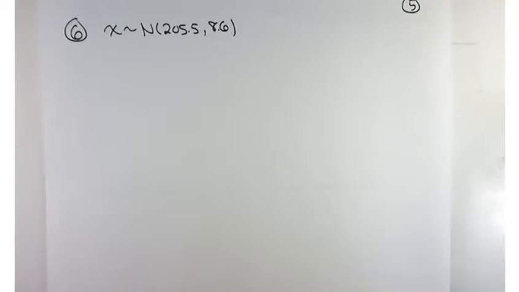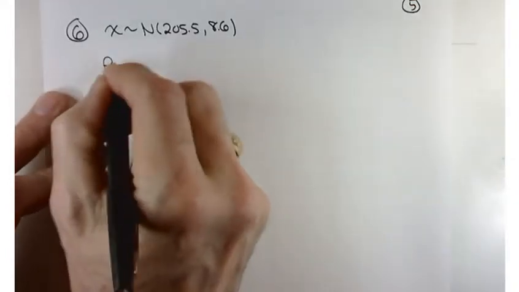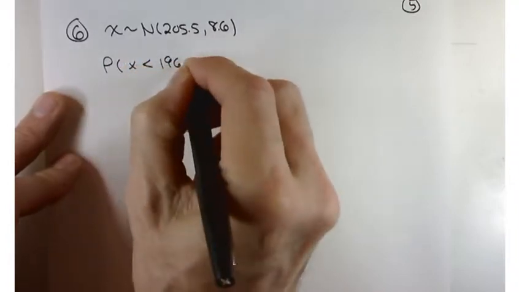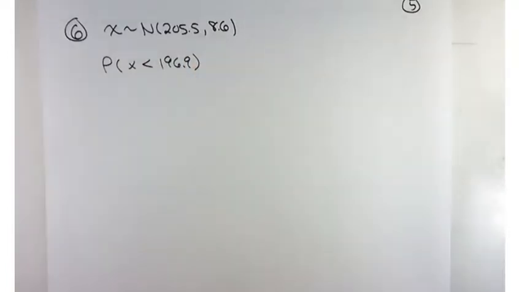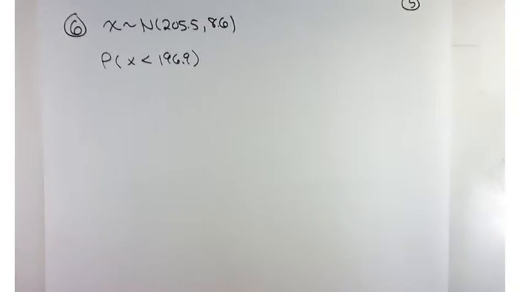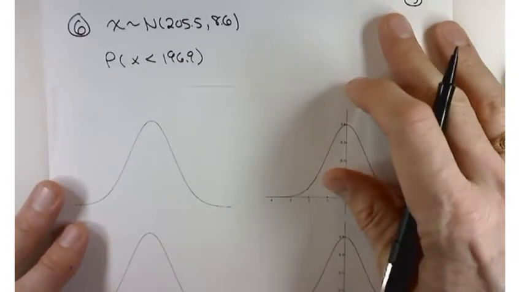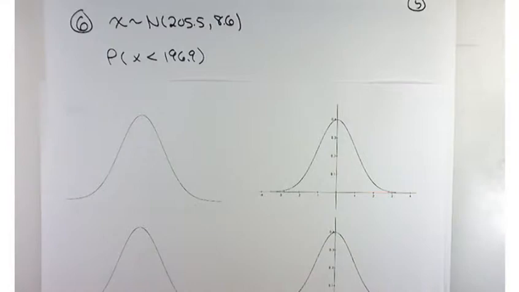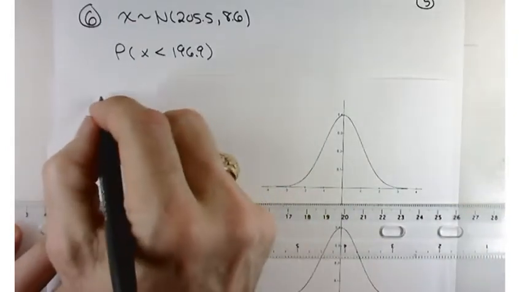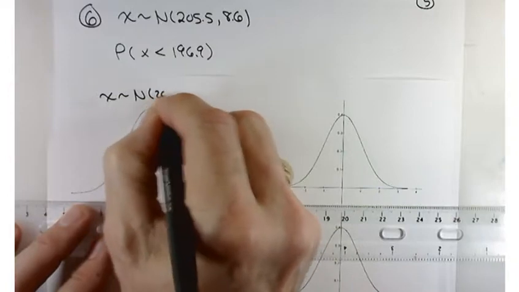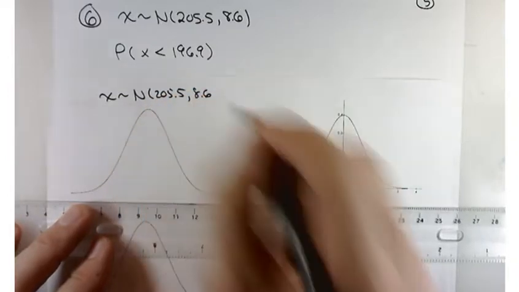Part A of problem 6 says, if one adult female is randomly selected, find the probability that her overhead reach is less than 196.9 centimeters. So what they're asking you for is a probability that X is less than 196.9 centimeters. Okay. Well, if you happen to have some of the graphing paper I gave you the other day, there's a good place for it. So we're sampling from this population. X is distributed normally with a mean of 205.5 and a standard deviation of 8.6.